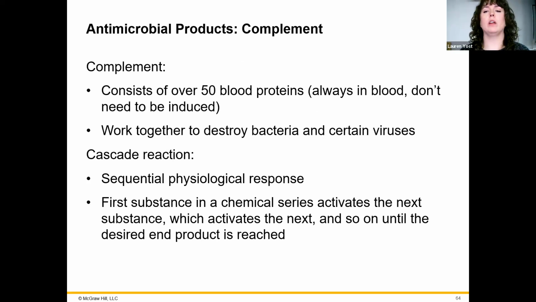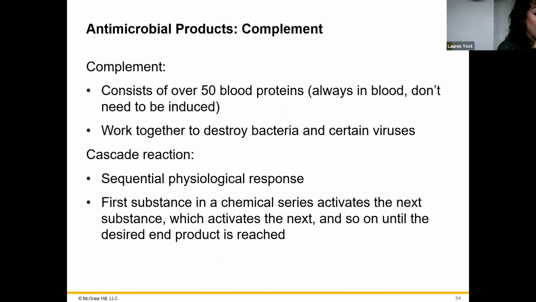All right, complement. This is the last little bit that we're going to go over. Complement is about 50 different blood proteins. These are literally just proteins that are always in your blood. They don't have to be activated or induced in any way. They're just always there, constitutive, right? They work together to destroy bacteria and viruses by this cascade reaction. Call it the complement cascade.